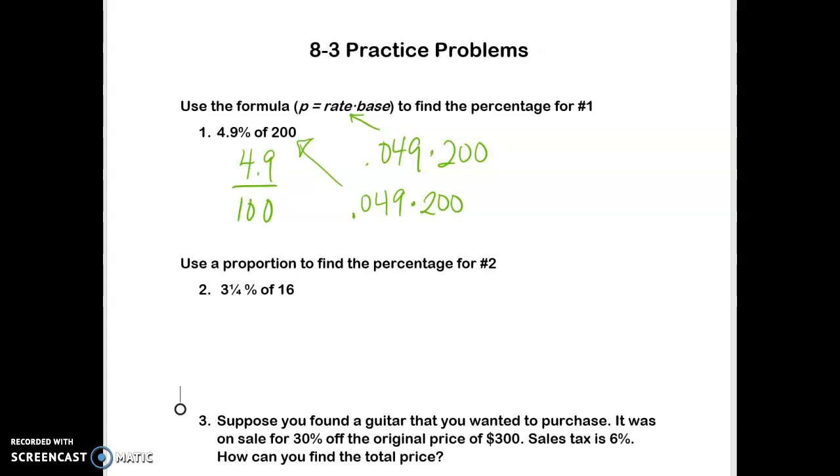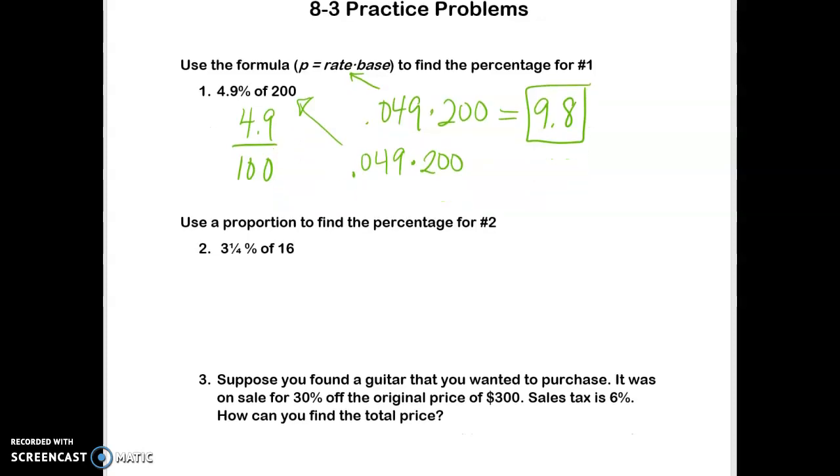So 0.049 times 200 equals 9.8. So in real life, that means, in my example, I have read 9.8 books in my 200 book library, which is pretty sad, not too many. I should read more. Okay, so let's go on to number two.